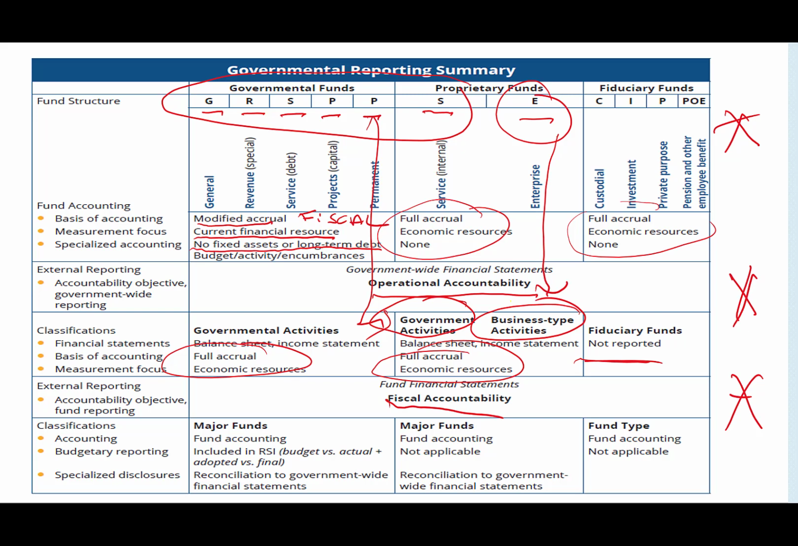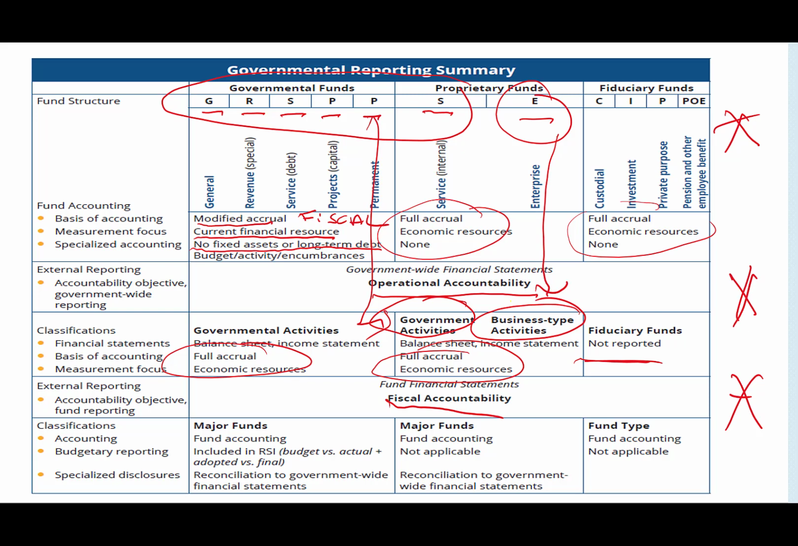And so what have we got? We've got the fund types going across the top, right? Our governmental funds, proprietary funds, our fiduciary funds, three categories. We've got the 11 funds, right? And so we have a mnemonic here that you can use to help you remember. GRASP: the general fund, special revenue fund, debt service fund, capital project fund, permanent fund. Those are our five governmental funds, right?